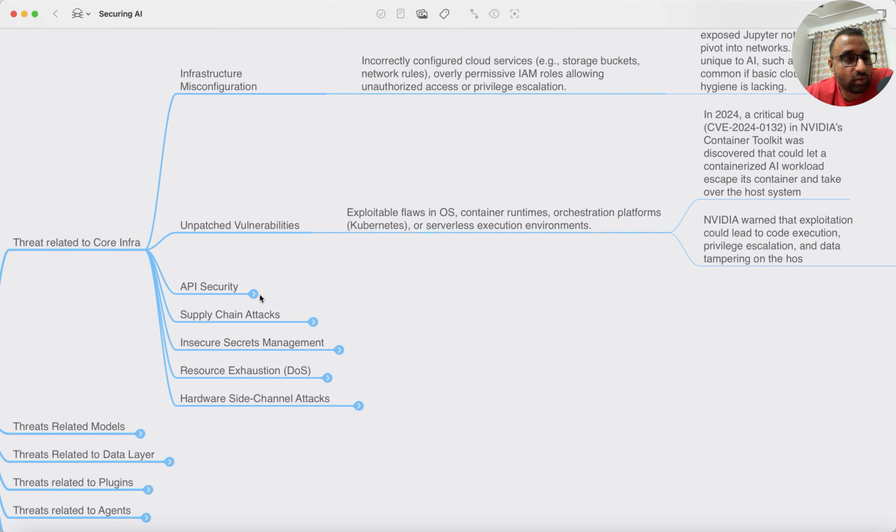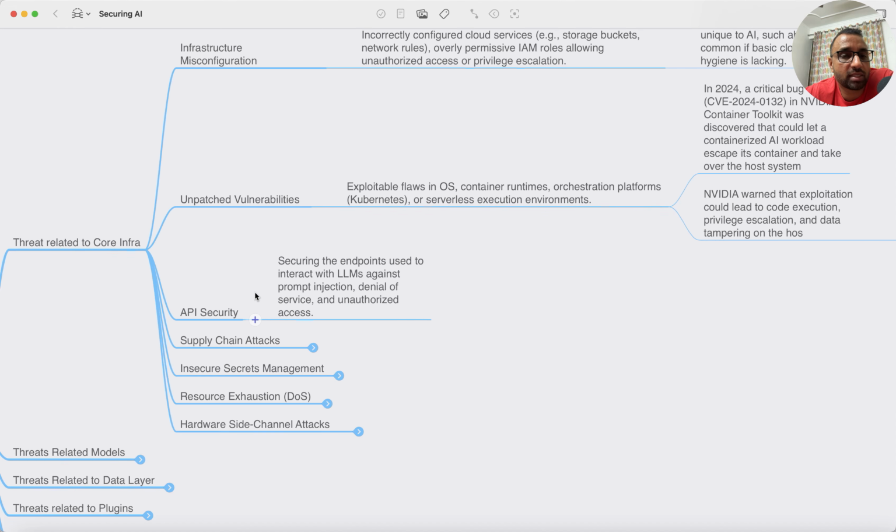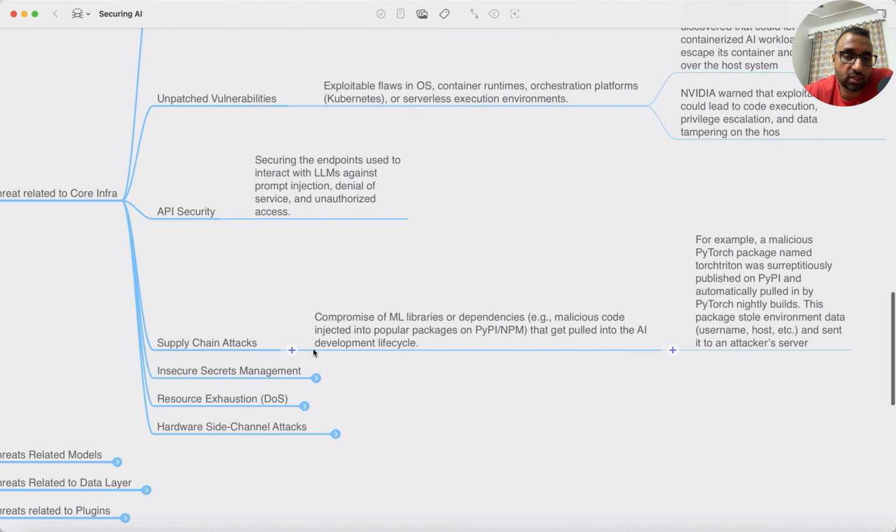Okay. Let's move on to the next one, API security, which is very critical, because unless you secure the endpoint that's interacting with the LLM against prompt injection, denial of service, and unauthorized access, you won't be able to secure the application. Now let's look at supply chain attacks, which is compromise of ML libraries or dependencies that get pulled into the AI development life cycle.